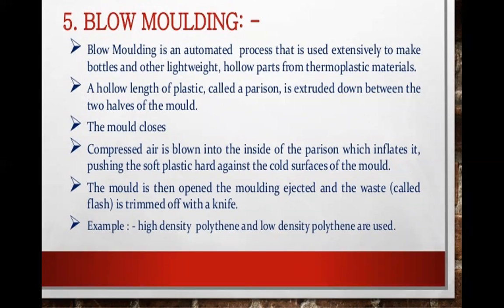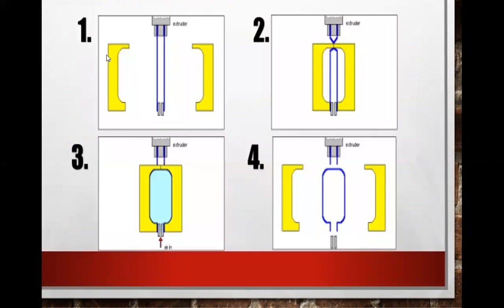a long hollow length of plastic called parison is taken and extruded between the two halves of the mold. See here, this is one half of the mold and this is another half of the mold. And in between these two halves, this blue long strip structure is seen here. Observe this one. This is called the parison. In this parison, the plastic material should be taken.